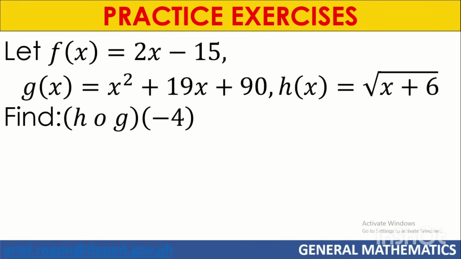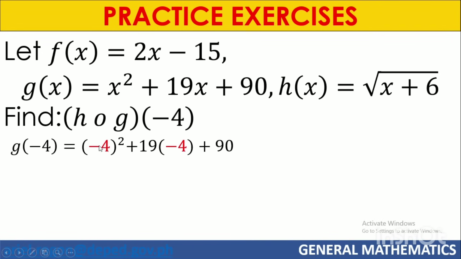Next. Okay. Given the composition of H with G with a constant of -4. So, ang ginagawa natin, isa-substitute muna natin si -4 sa value function ng g of x, no? So, therefore, ito yung g of x natin. Papalitan natin yung x natin ng -4. So, -4 squared plus 19 times -4 plus 90. So, the answer is 16 minus 76 plus 90.